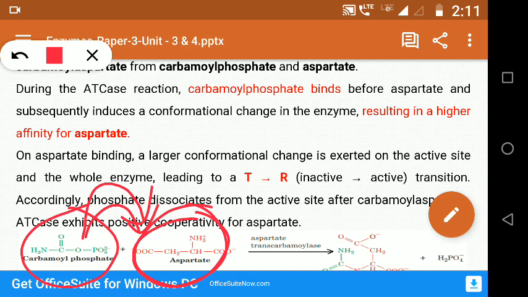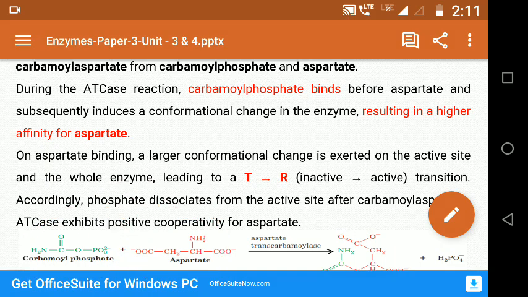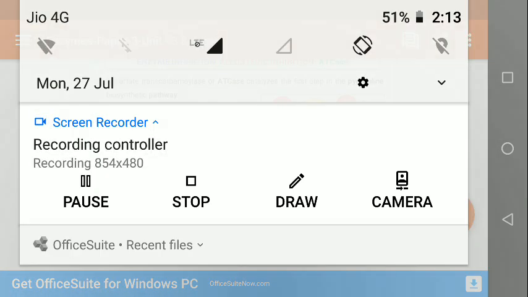So substrate 1 facilitates the binding of substrate 2. In that way, the binding is cooperative binding. Carbamyl phosphate increases the binding of aspartate to the active site. Therefore, carbamyl phosphate and aspartate both bind to the active site, and the reaction takes place and we get N-carbamyl aspartate, the product.